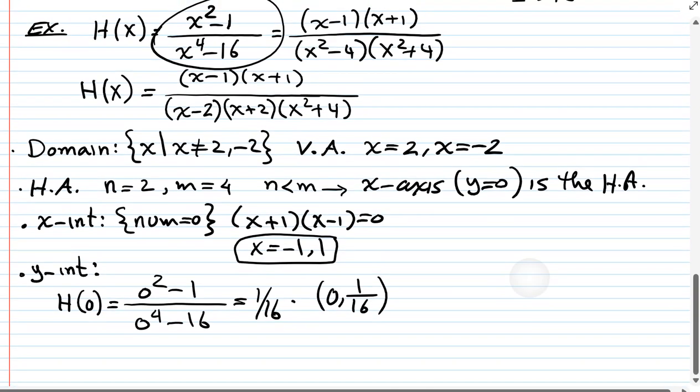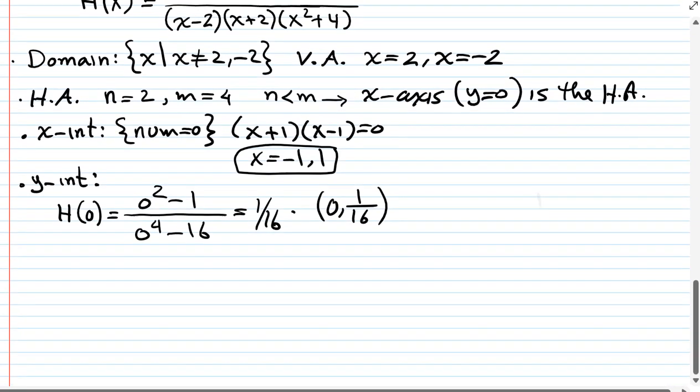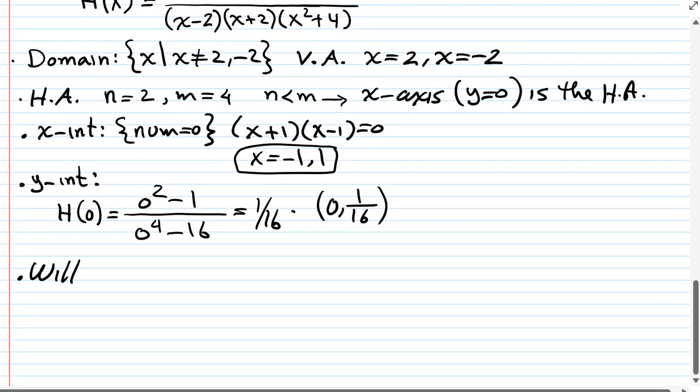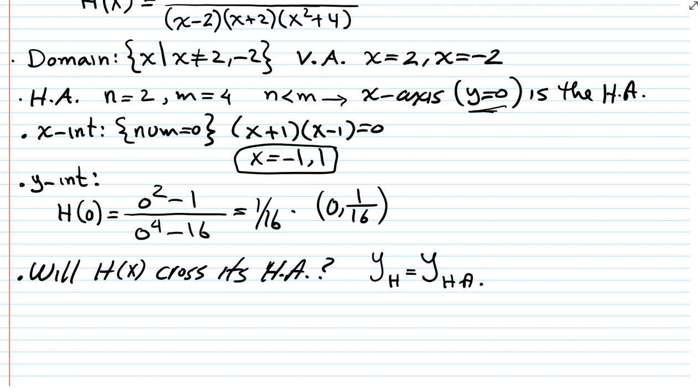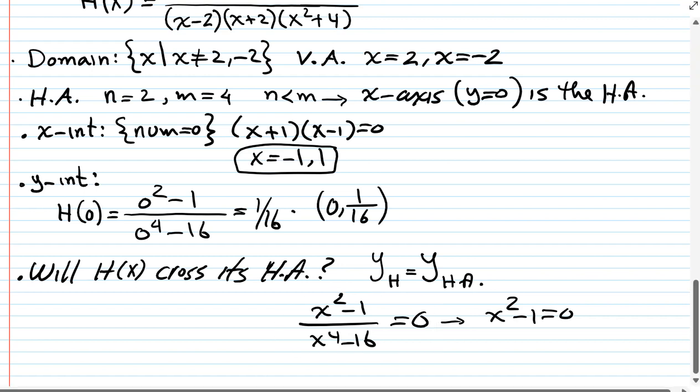Okay, what else? We got the x-intercept, we got the y-intercept, and for the graph we always have to answer, if there's a horizontal asymptote, this question: will h of x cross its horizontal asymptote? To answer the question, we're going to set the y of the function equal to the y of the horizontal asymptote. And the y of the horizontal asymptote is 0, correct? So that would be x squared minus 1 over x to the 4th minus 16 equal to 0. And again, you can cross multiply, or from this we get x squared minus 1 equals 0, because a rational function is 0 only when the numerator is 0.